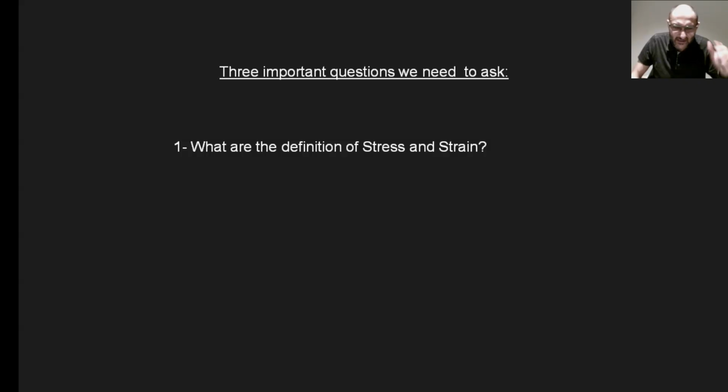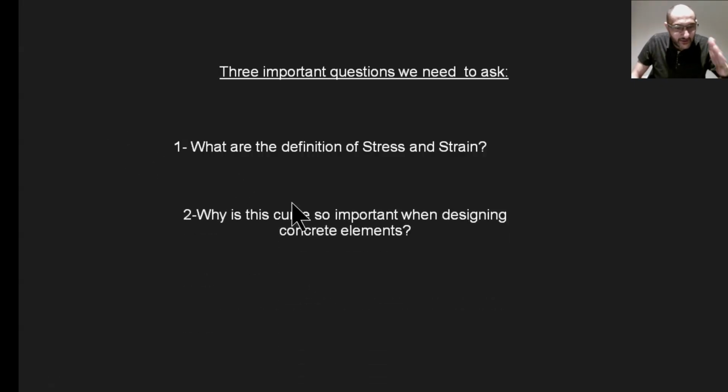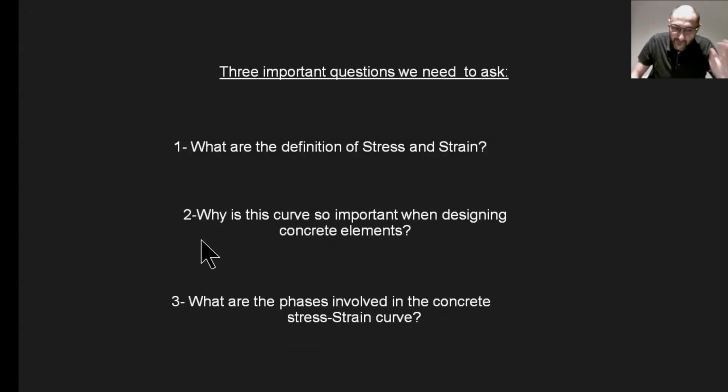Engineering values are the ones that we use in our design. They're basically within the linear elastic regions, whereas true stress and strain are instantaneous values, which depend on the change of the cross-sectional area with the change of loading. We can speak about true stress and strain in another video. The second question is, why is this curve so important when designing concrete elements? And the third question is, what are the phases involved in the concrete stress-strain curve? What are the phases that we need to be aware of when designing the concrete elements?